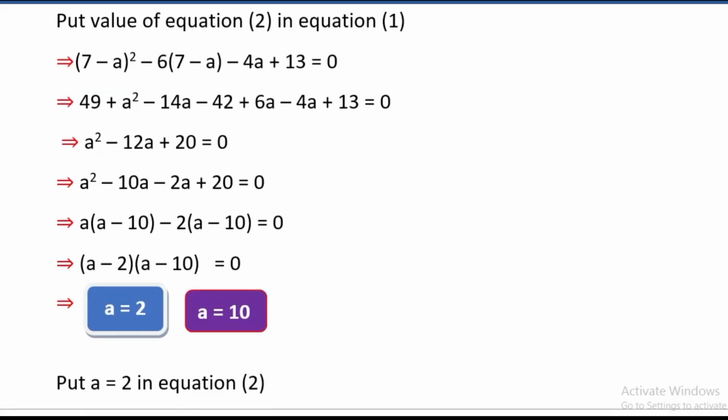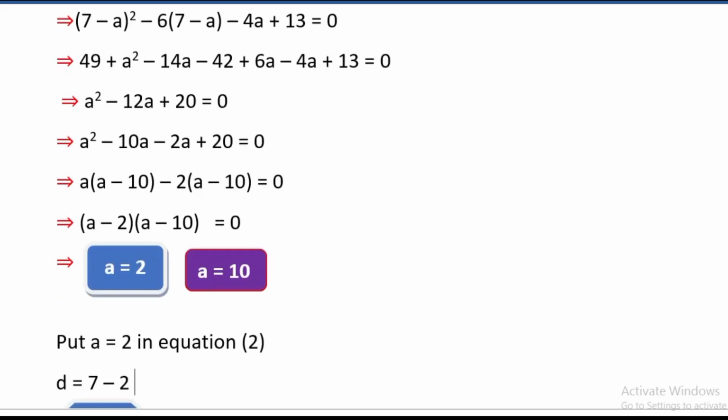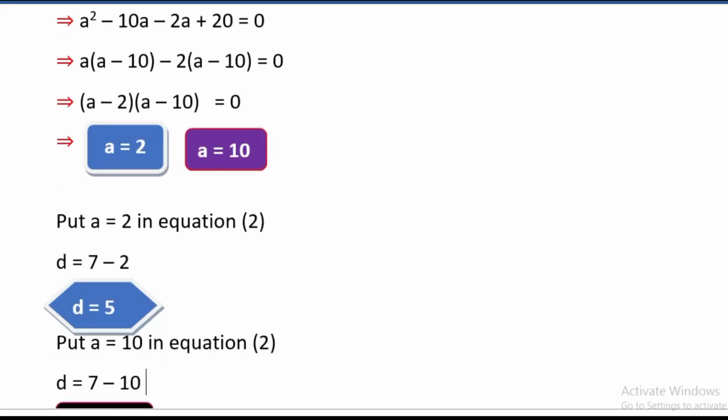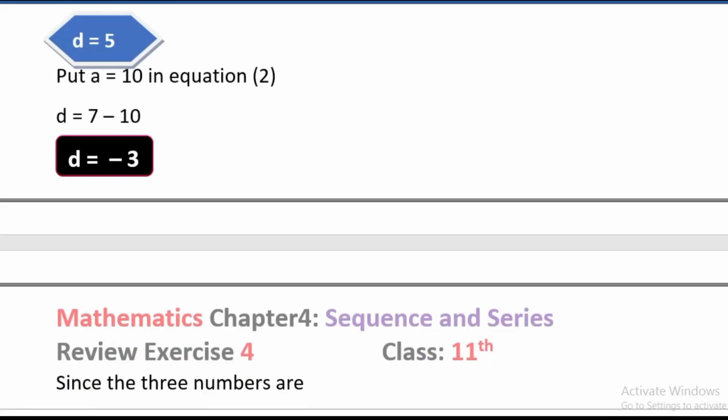Put a is equal to 2 in equation 2, so equation 2 becomes d is equal to 7 minus a, so 7 minus 2 is equal to 5, d is equal to 5. Put a is equal to 10 in equation 2, so equation 2 becomes d is equal to 7 minus a, so 7 minus 10 is equal to minus 3, d is equal to minus 3.